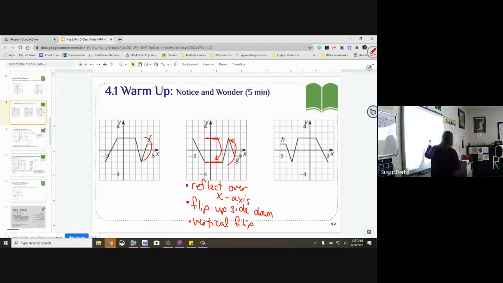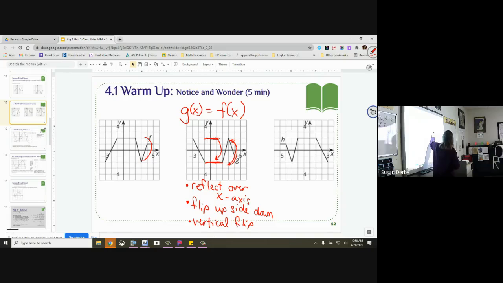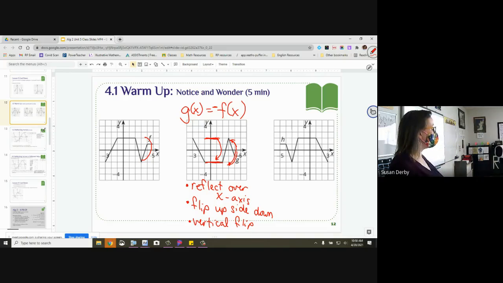So we took our f of x function. We didn't change the x values at all. We just took every y output and made it negative. We took every negative output and we made it positive. All we needed to do for this is to have a negative of all of our outputs of f of x. Would you write that equation here in our warm-up?